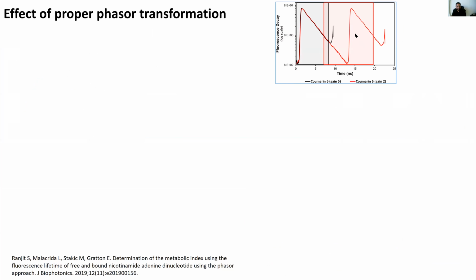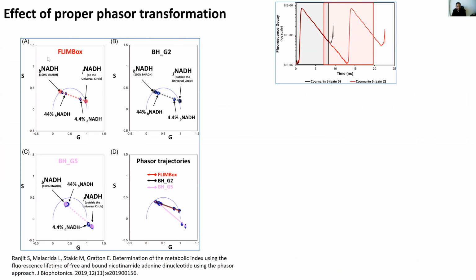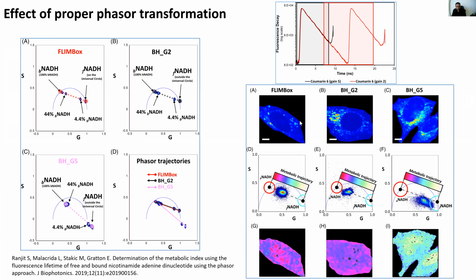Now, this effect of proper transformation can be seen very easily. So this is FLIM-Box, which is frequency domain, which we use often. If you do Becker and Hickl with a gain of 2, you basically get the exact same results that you get in a FLIM-Box. However, if you do the gain of 5, you see a very different trajectory, and it even goes outside the universal circle. And this is just a combination of these three together.